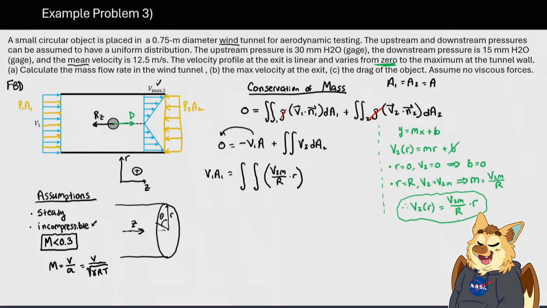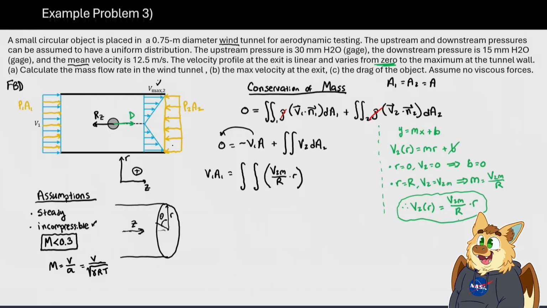Our velocity is varying in the radial direction. As you go farther up in the radial direction, your velocity is increasing. This line here is not meant to be like a spatial line. It's just indicating that your velocity is increasing linearly as you go outwards. So we're not varying in the z direction.